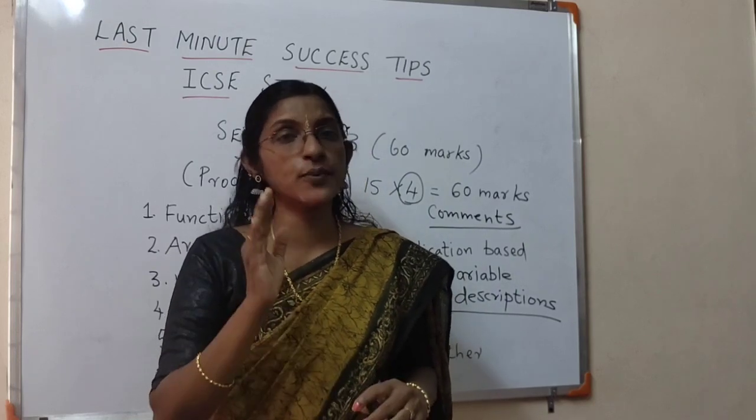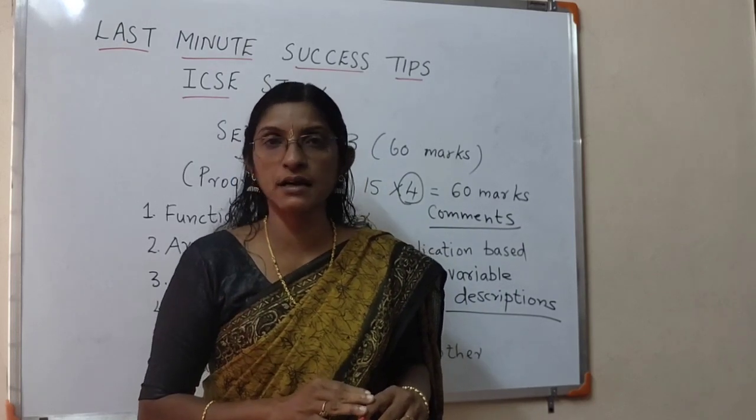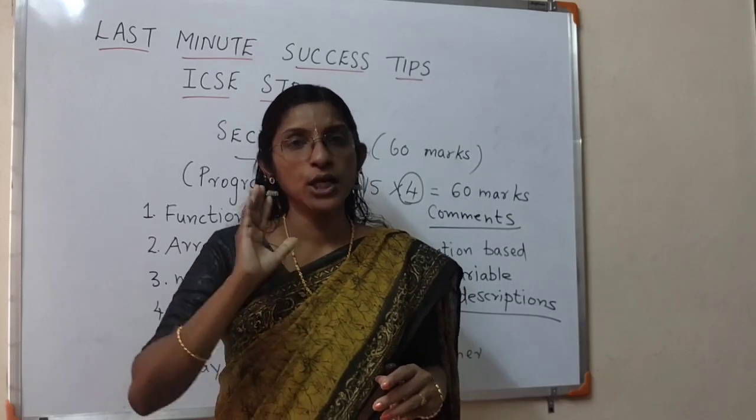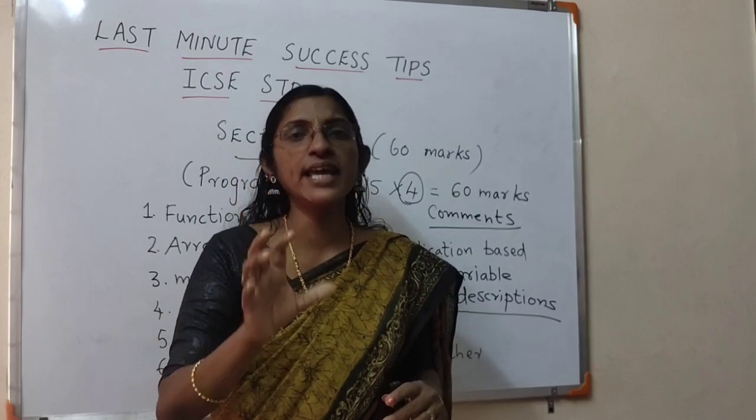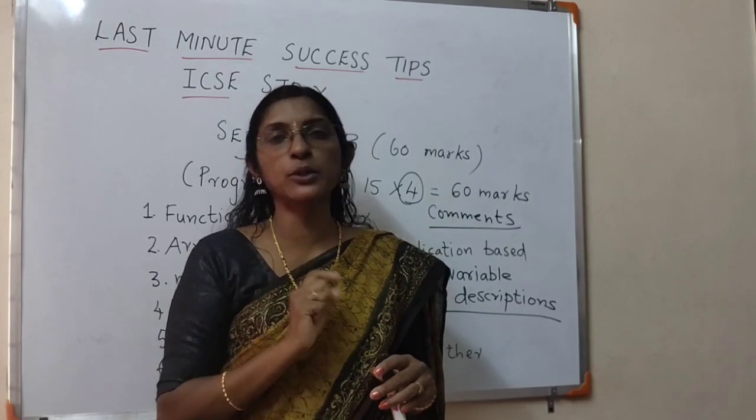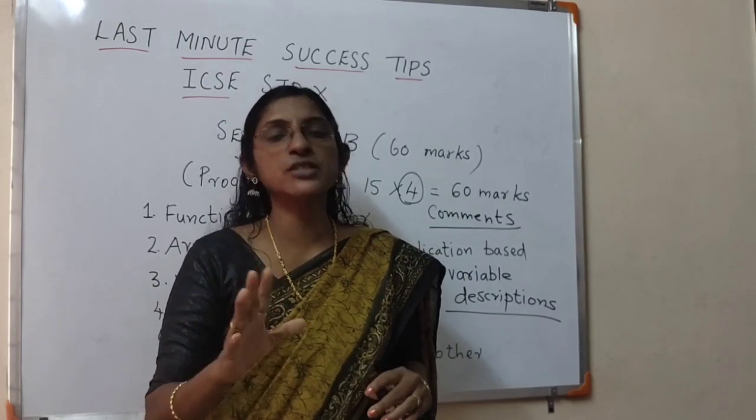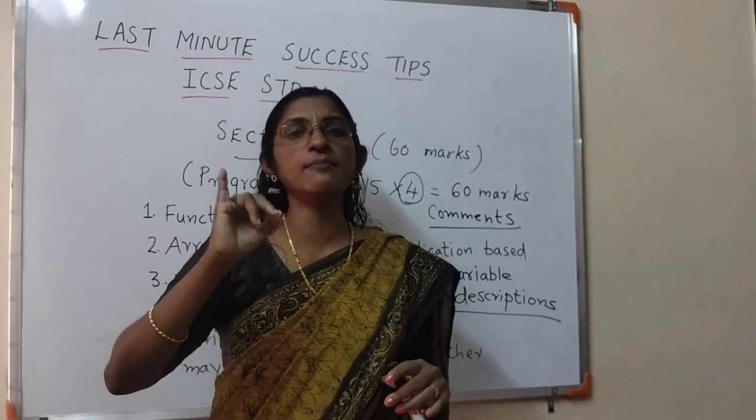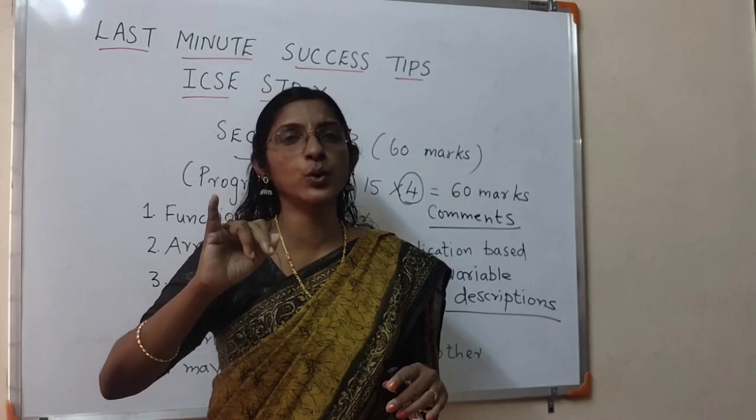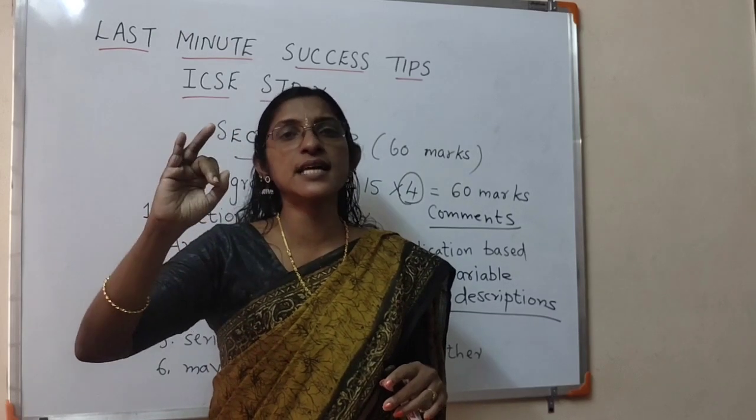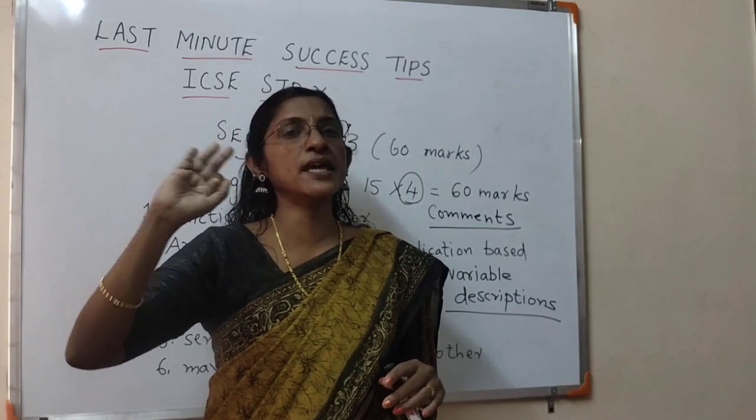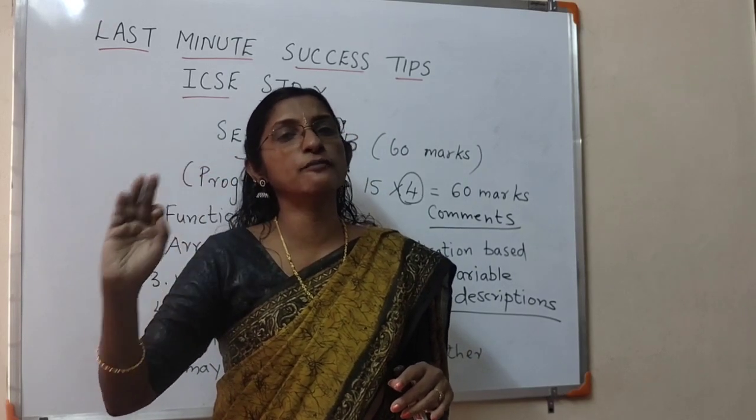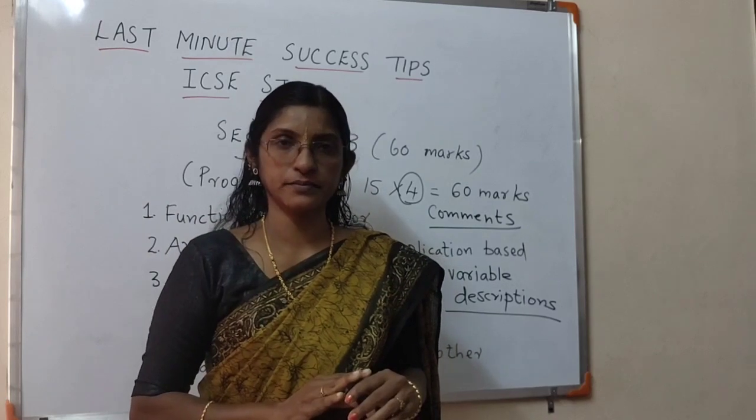As far as variable description is concerned, you have to draw a table, and in the table you have to mention all the variables you have used in the program. You can mention it in 3 columns: name, type and purpose. Name means the variable name which you have used. Type means the data type of that variable. Purpose means the purpose of that particular variable in the program.